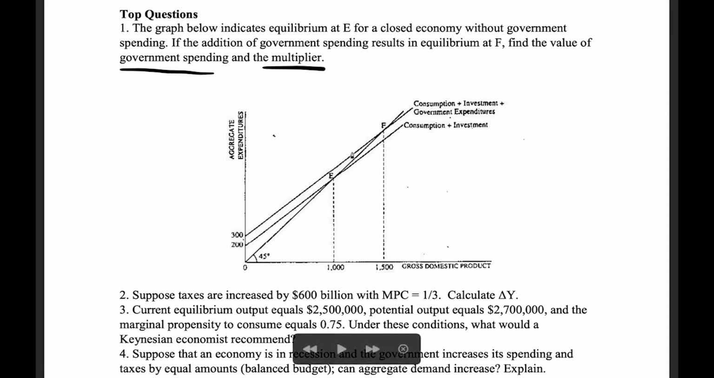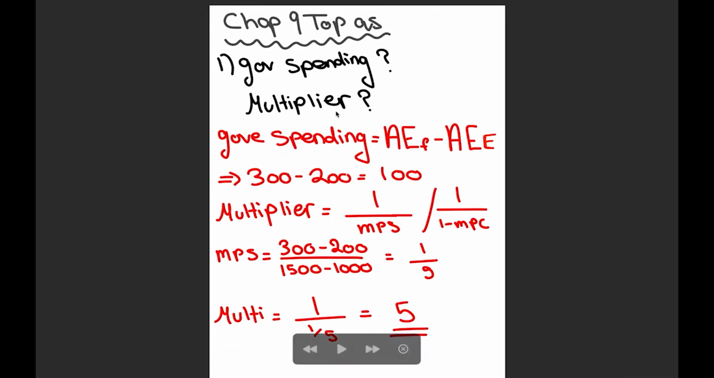So let's look at the graph. The point at E is the equilibrium without government spending. However, the point of F is with government spending. So that means I can get government spending very easily. How can I get government spending? I must do aggregate expenditure of F minus aggregate expenditure of E.